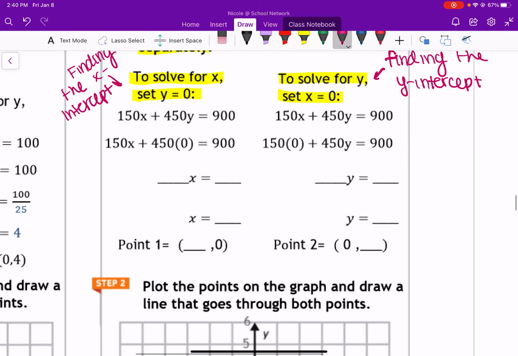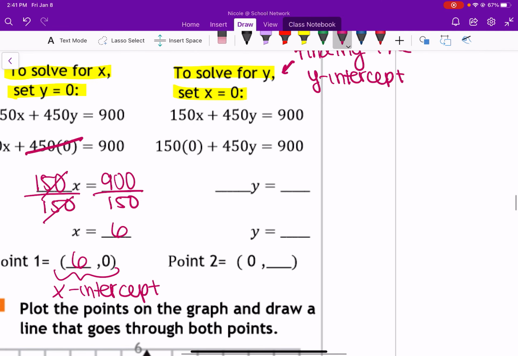So doing that, 450 times 0 goes away. I'm left with 150 times x is equal to 900. Okay, so 150 times x, the opposite of multiplying by 150 is dividing by 150. So I divide by 150 on both sides to get x alone. That goes away. x is equal to 900 divided by 150. 900 divided by 150, 6. So x is equal to 6. So that is our first point. That is our x-intercept.